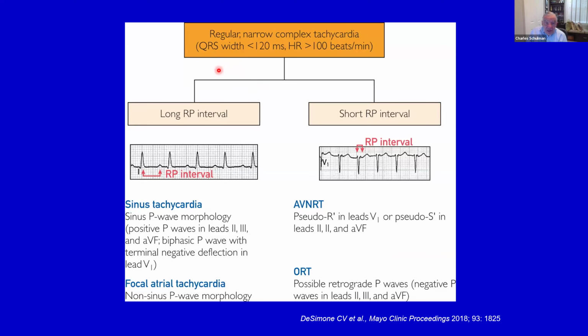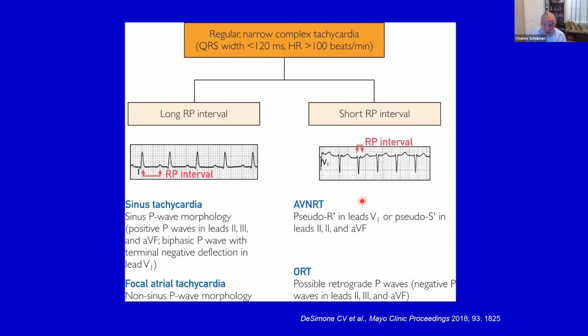If you have a regular narrow complex tachycardia, then you can see P waves, and what you look for is either a long RP interval or a short RP interval. That's the distance between the QRS and the next P wave. This would be a long one. This would be an example of a short one. The long ones are sinus tachycardia and focal atrial tachycardias.